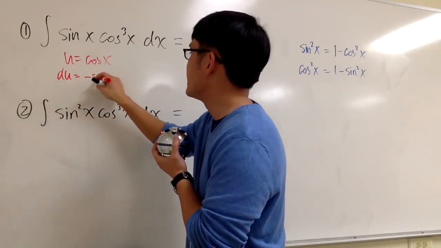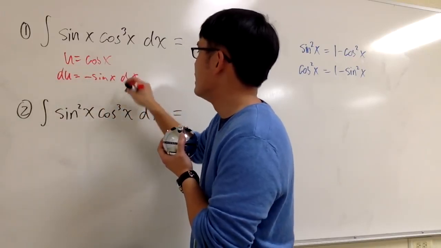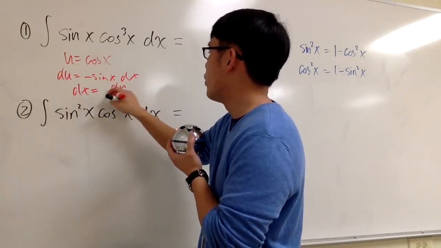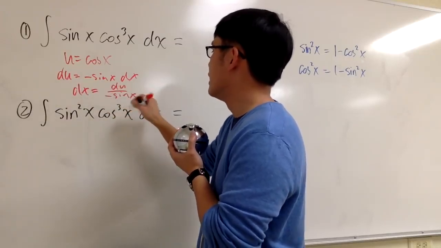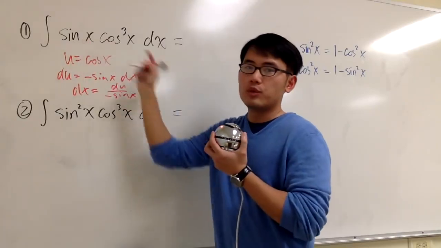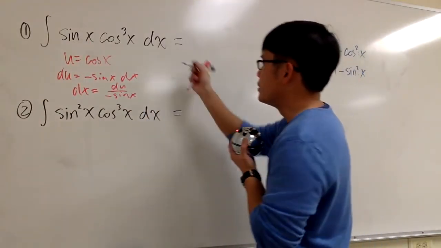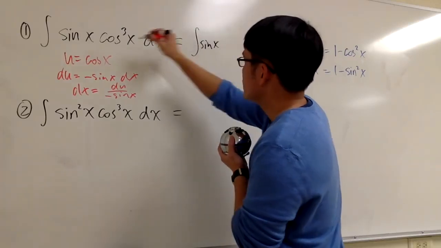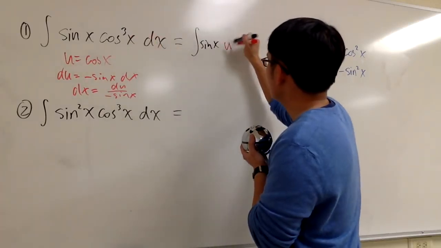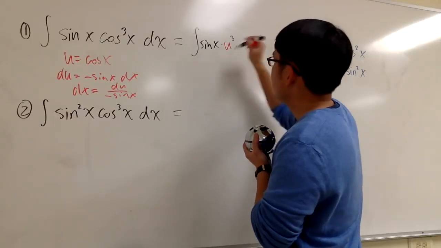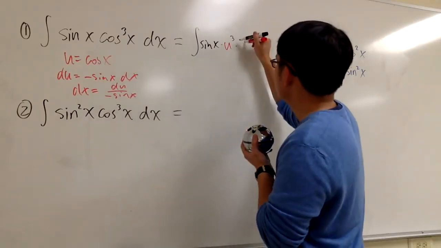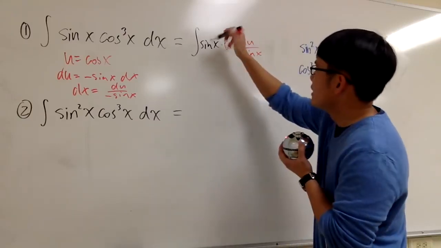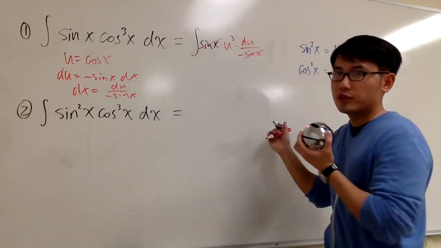du will be negative sine x dx, and then dx will be du over negative sine x. And then this sine x and that sine x will cancel each other out. Let me just work this out real quick for you guys. So the integral of sine x, cosine becomes a u, so we have u to the third power. And then dx is du over negative sine x. And as I said, this sine x and that sine x will cancel each other out.